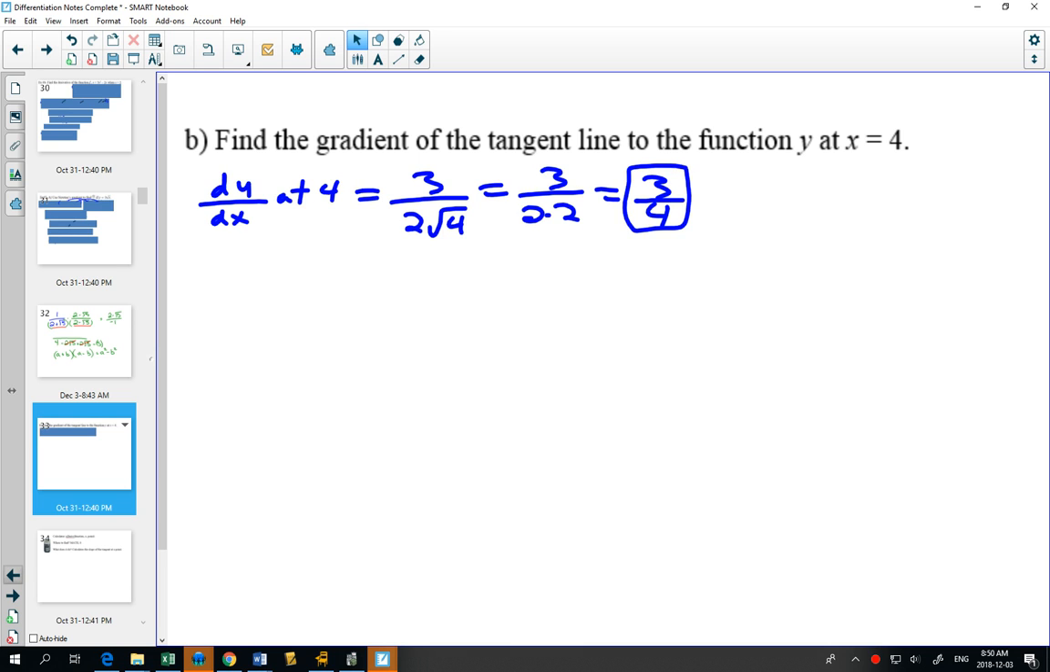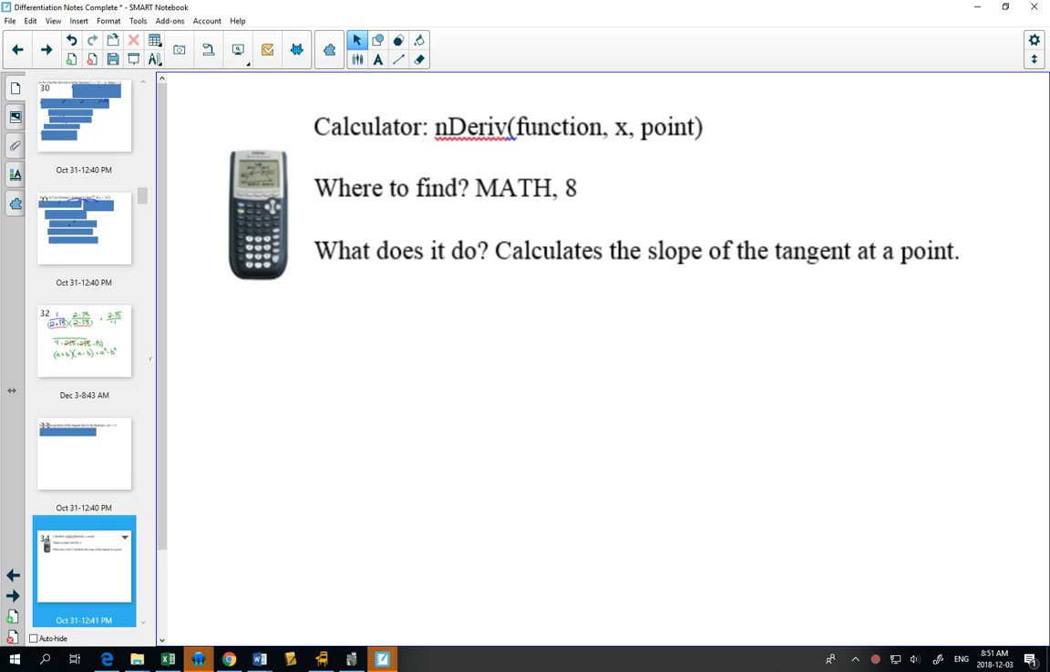So in this unit, we're going to learn which functions we can find the derivative of easily, and how we can do those without a calculator and figure out the slope of the tangent at any point. But we're also going to look at some functions that we can't do easily without our calculator. So what does it look like, and what does our calculator have that can help us? One of the functions on your calculator is this one called n-deriv.